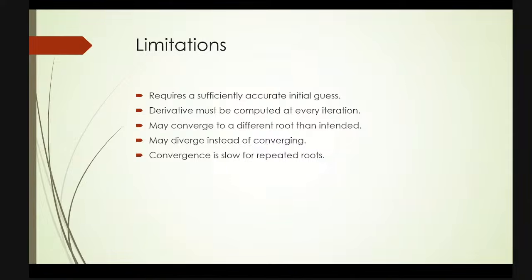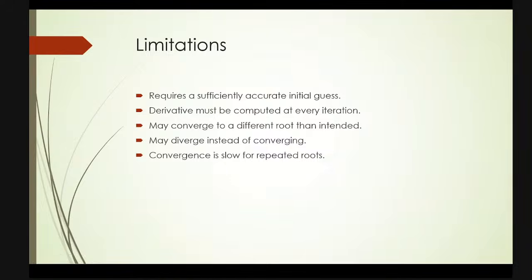Not just that, for functions having more than one root, depending on our initial guess, the Newton-Raphson algorithm may converge to a different root than we expect, like we have observed in the previous case. Depending on our initial guess, whether it is positive or negative, the Newton-Raphson algorithm converged accordingly.